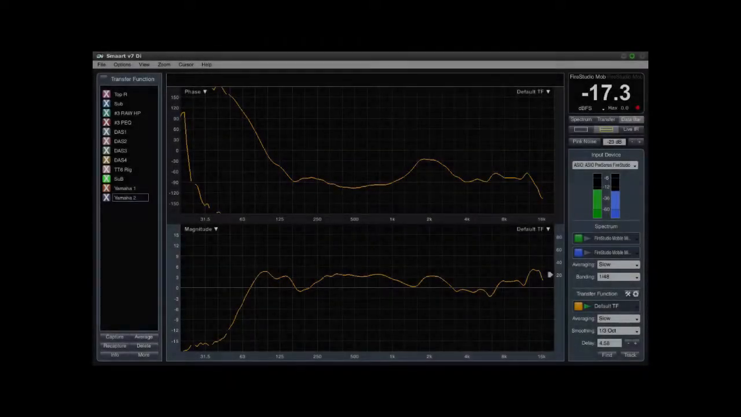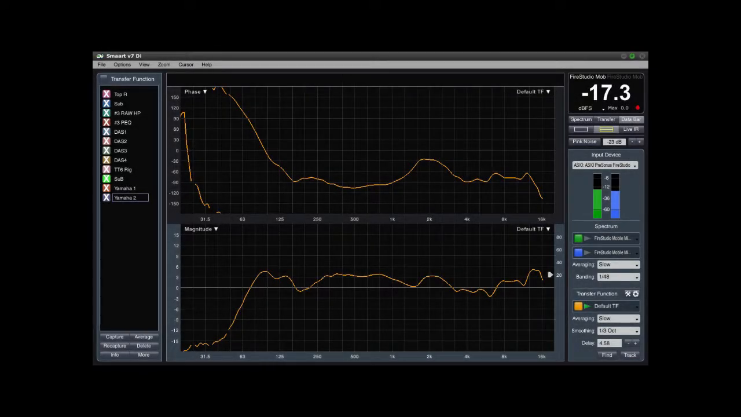All right, let's take a look at some speakers today. All speakers demonstrate some kind of a frequency response. Some are good and some are bad. The magnitude or volume of each frequency across the audio spectrum is what makes up the frequency response.